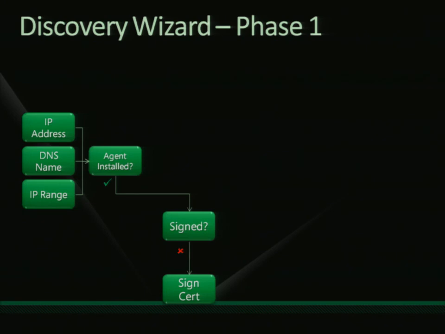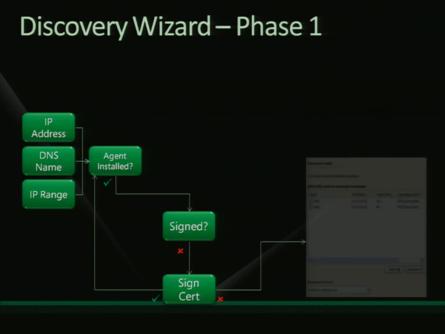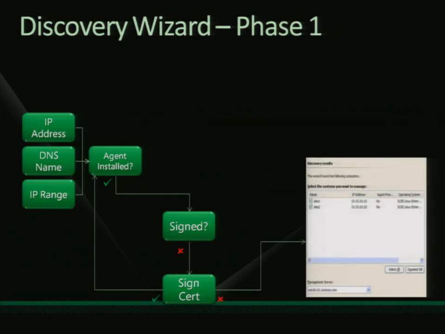We'll sign the certificate. We'll go and rediscover the agent. If not, we'll fail. If it's signed, we'll insert it into the database, and we're done. Now, if the agent is not installed, we're going to see if it's a supported agent.